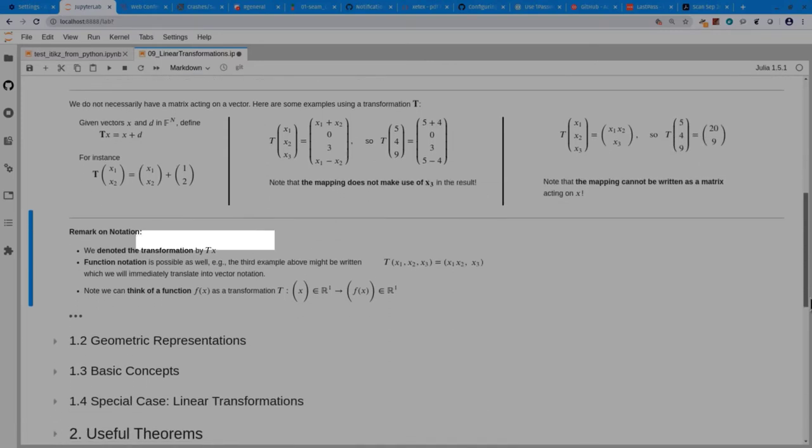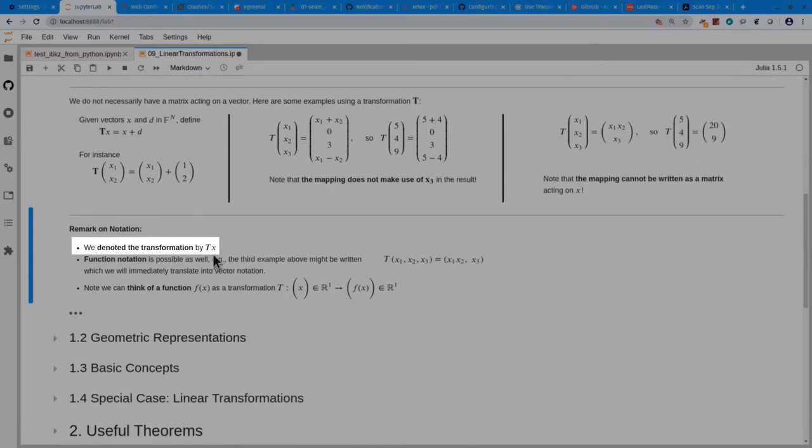Some remark on that notation again. We are still writing T applied to x without parentheses. And sometimes you'll encounter function notation as well, where we say that T is a function of x1, x2, x3, and it's giving me a set of 2 outputs. And what we'll do is we'll immediately rewrite that in vector form. This is the same as my third example above. I can think of a function f of x as being a transformation that takes a vector x to a vector with entry f of x, and my vectors have size 1 in both cases. So functions I can think of as transformations on vectors as well.